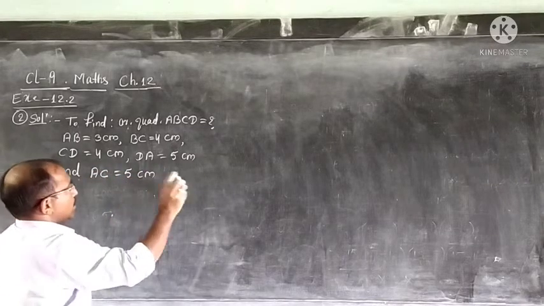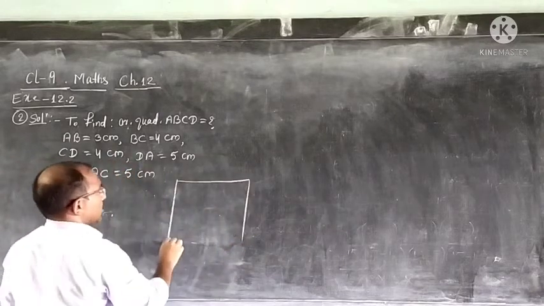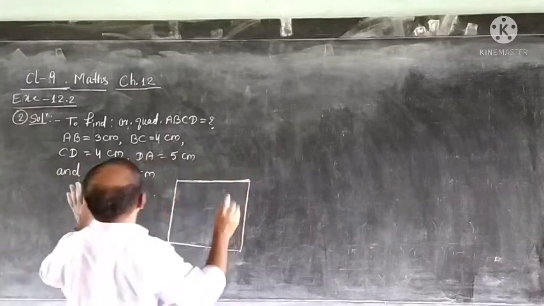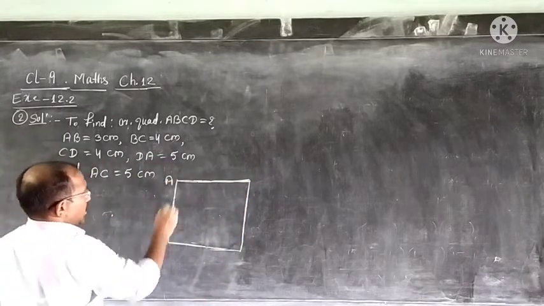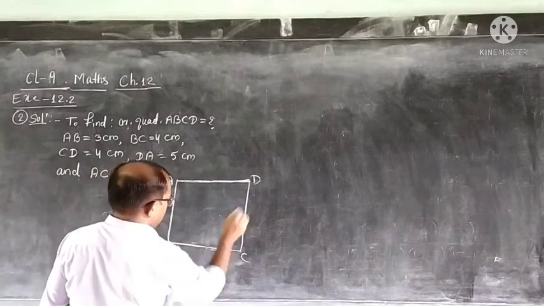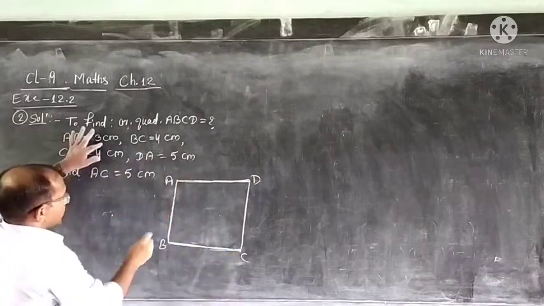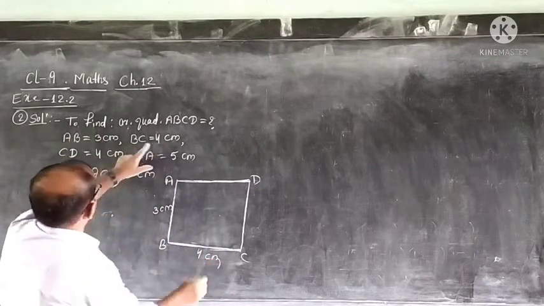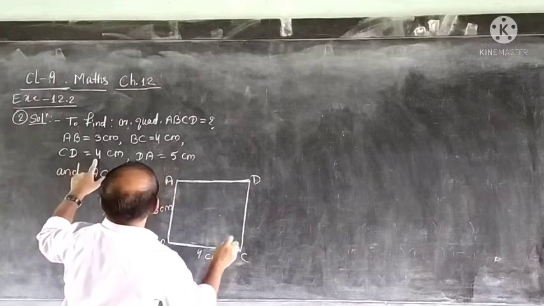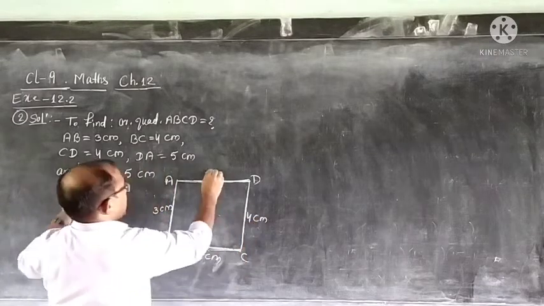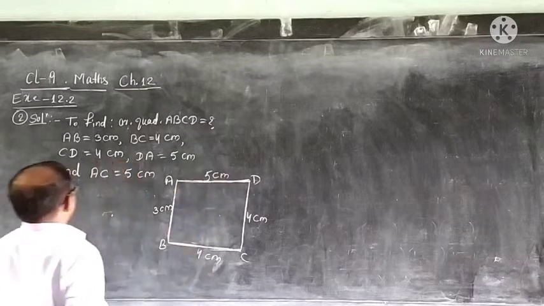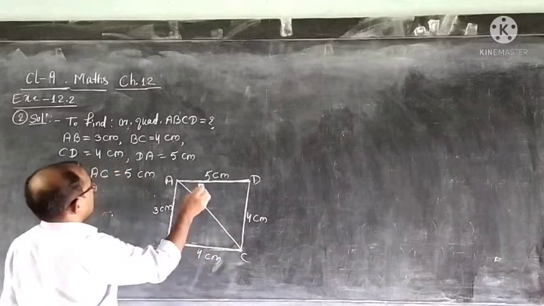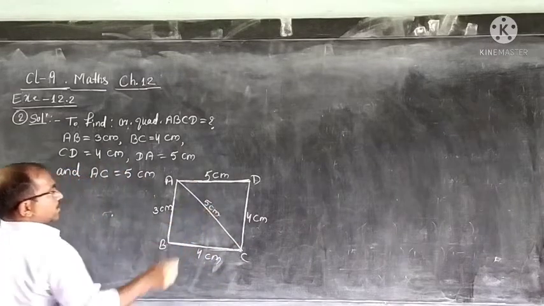So, we will simply draw a quadrilateral, only it should have a shape. We do not know what type of quadrilateral it is. We will see A, B, C, D. This is a quadrilateral. Insert all the dimensions: BC is 4, CD is also 4, DA is 5. Then AC, where? A and C. So, we join it, that is 5 centimeter. So, it is very simple.